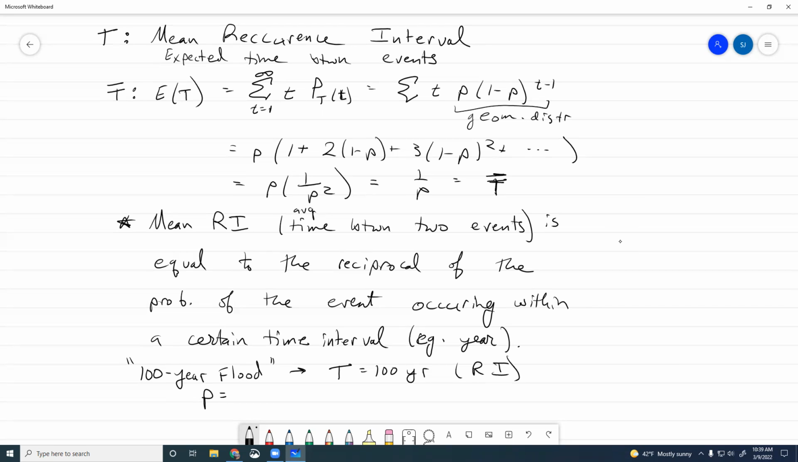Isn't it just 1 over 100? Yep. So just 1 over 100, which is 1 over T. And so it's just 0.01. And this is the probability of occurrence in a given year. All we're saying is that each year we have a probability of 1% or 0.01.